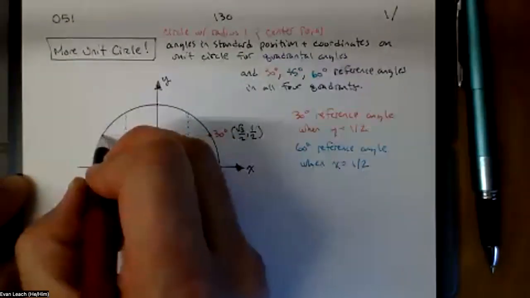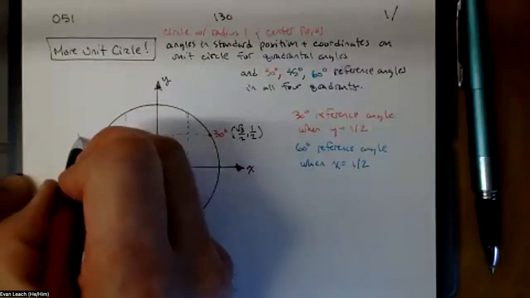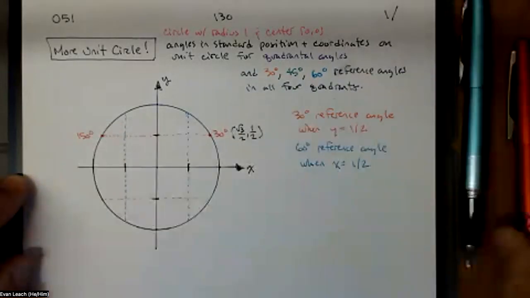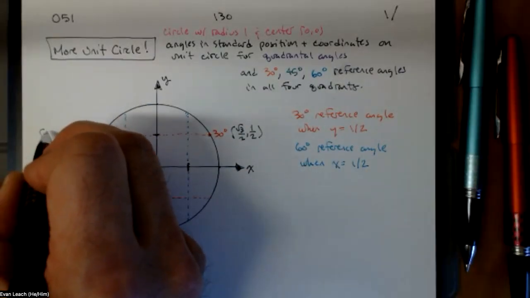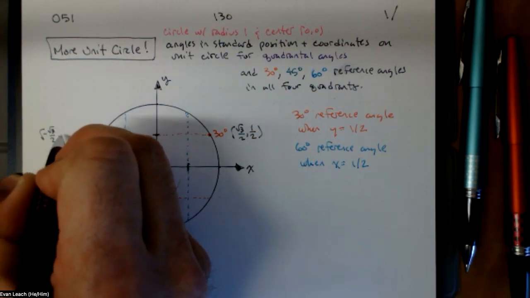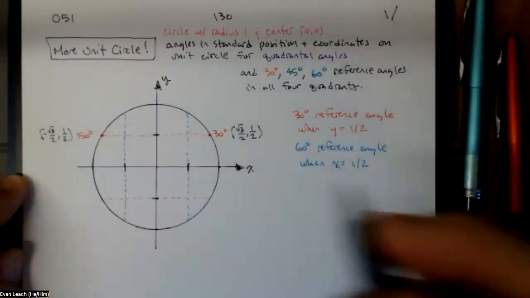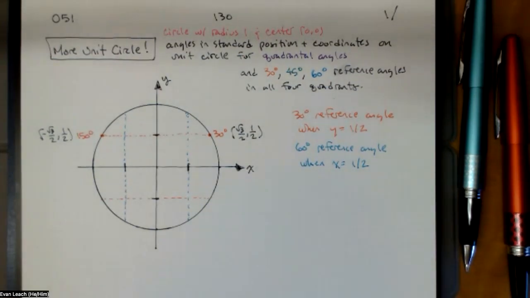A 30-degree reference angle in quadrant 2 is 150 degrees. Here, the x-coordinate is negative, so I'll have a negative √3/2, and y is still 1/2. That's how we found this place in the first place. 30-degree reference angle, y-coordinate of 1/2. The other coordinate that goes with a 1/2 is a √3/2.